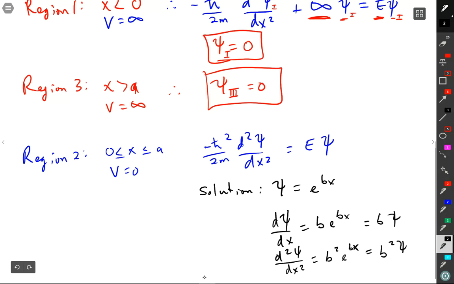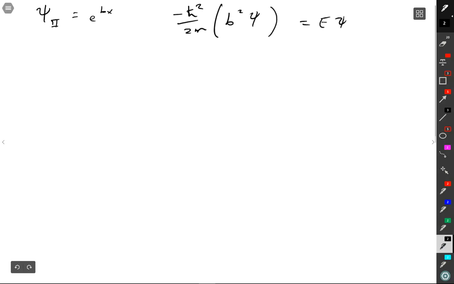So if psi is e to the bx, then the second derivative of psi is b squared psi, which makes this easy. I have psi in region 2 equals e to the bx, and the equation minus h bar squared over 2m times the second derivative of psi, which we said is b squared psi, is equal to E psi.